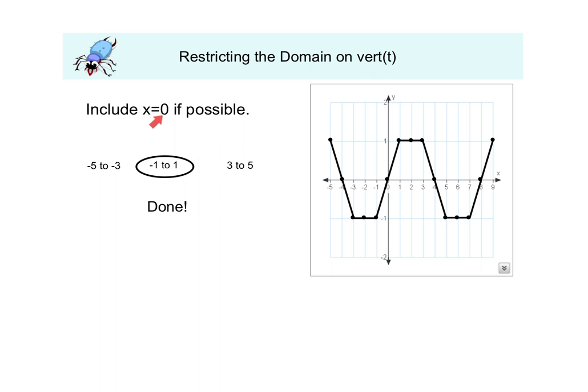Now, the next rule is that you should include x equals 0 if possible. Well, it is. The interval between -1 and +1 is a one-to-one section, covers all the y's, and it includes x equals 0. That's the one I want. So when we're restricting the domain for the vertical of t so that we can find an inverse, this is the restriction.